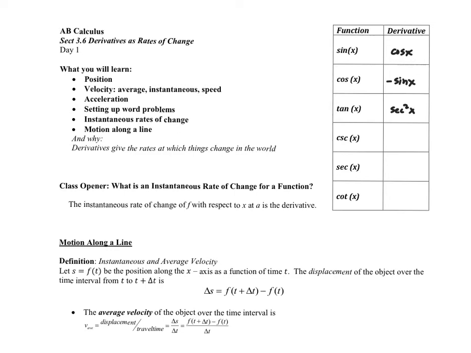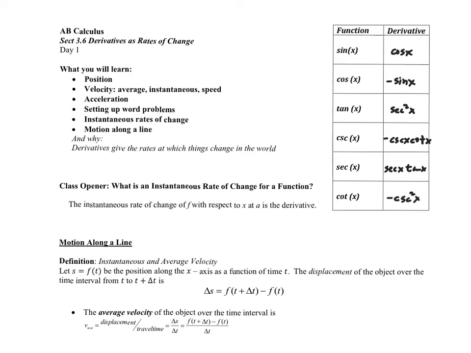Derivative of cosecant is negative cosecant x cotangent x. Derivative of secant x is secant x tangent x. Derivative of cotangent is negative cosecant squared x. Just a reminder, check it out. If the function starts with a c, its derivative is the opposite sign of what it was. Okay, if your function is sine, tangent, secant, then your derivative is the same sign as the original function.